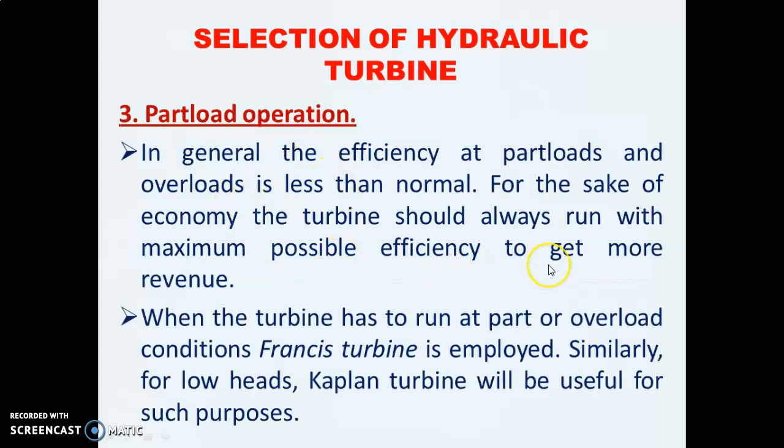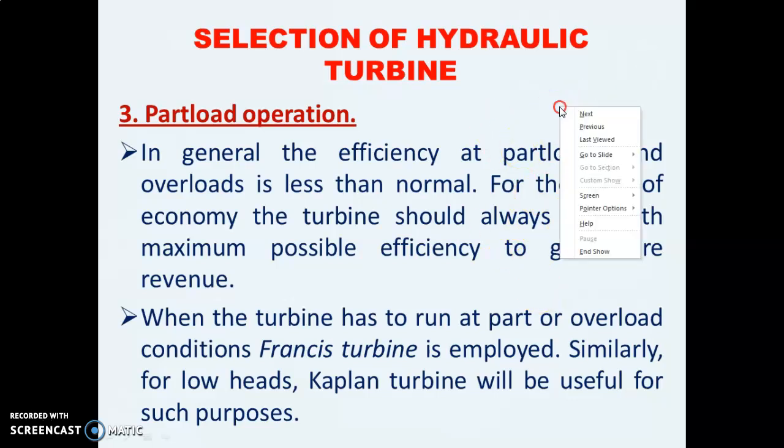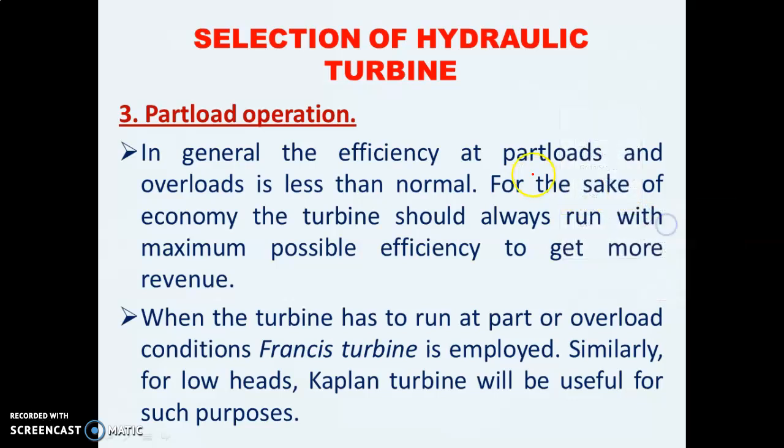Now, part load operation. What is meant by part load, and what is meant by overload? There is a fixed load, that is, a fixed energy requirement for which a hydroelectric power plant and a turbine will work. Part load is the load which is less than the normal load, and overload is the load which is greater than the normal load.